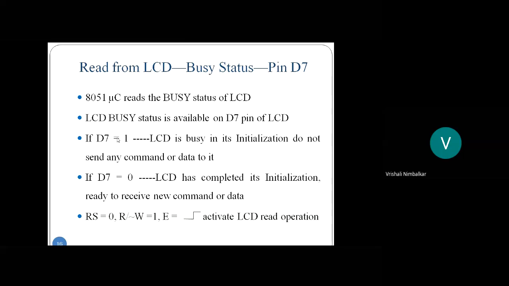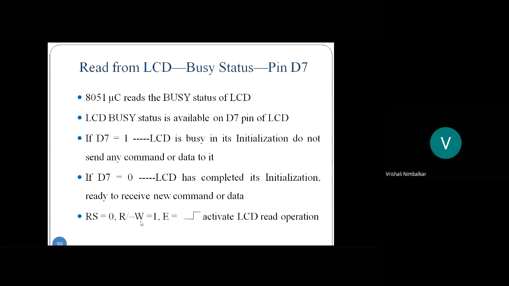And the status of D7th bit: if the D7th bit is 1, LCD is initializing itself. Wait. If the D7 bit is 0, LCD has finished the initialization. It is ready to receive a new command or new data. Is that fine? So now in this read operation, what are we reading? The D7th data pin. And what are we getting? We are getting the status. So that is as if we are receiving a command. The microcontroller is receiving a command status from that LCD.